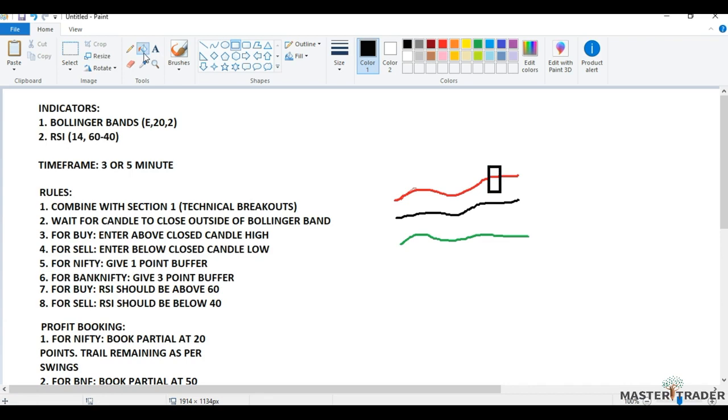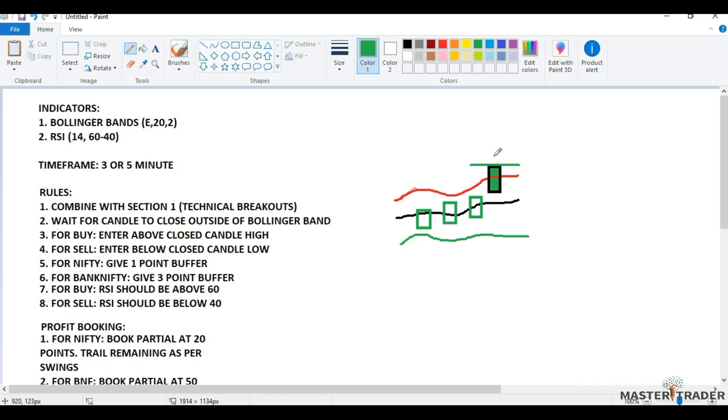I will enter a buy once I get a closing above the upper Bollinger Band. If I have candles trading in between here, here, here, and then finally I get a closing above the upper Bollinger Band, I will initiate a buy trade. And where will I buy? Above this candle high. As you can see in Nifty, we will give a buffer point of 1. So if the level is 12,000, I will enter at 12,001. Give a 1 point buffer.